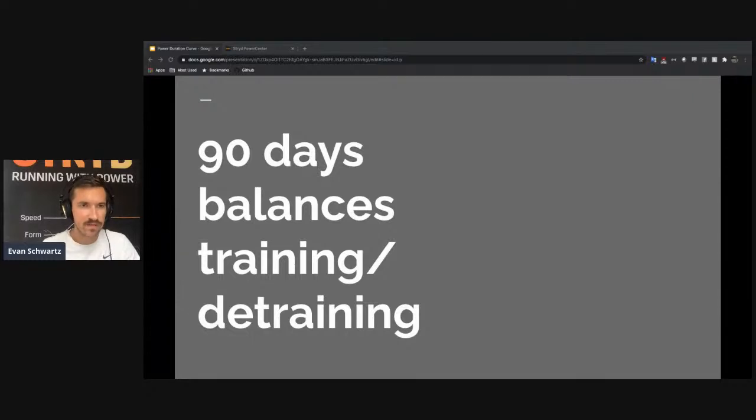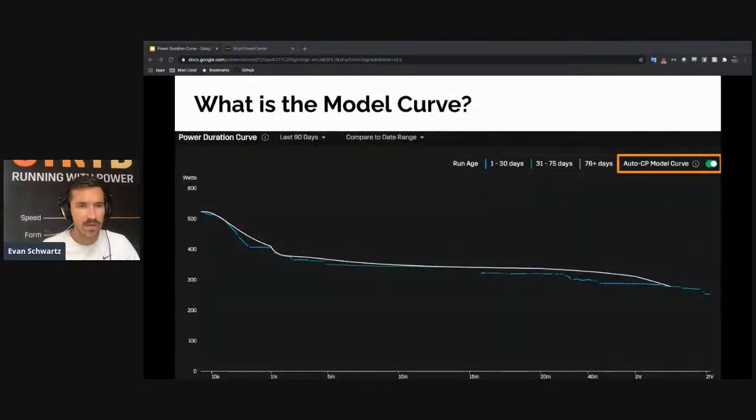The model curve, this is the next thing we're going to talk about. I mentioned the autocritical power model. For the power duration curve in PowerCenter, you can go up in the right-hand corner and toggle on and off the autocritical power model curve. There is just the simple toggle button, but next to it, I'd encourage anybody watching or listening that is unfamiliar with the modeled curve. We have some great information on this, not only in our stryd.com/guide, our YouTube channel.